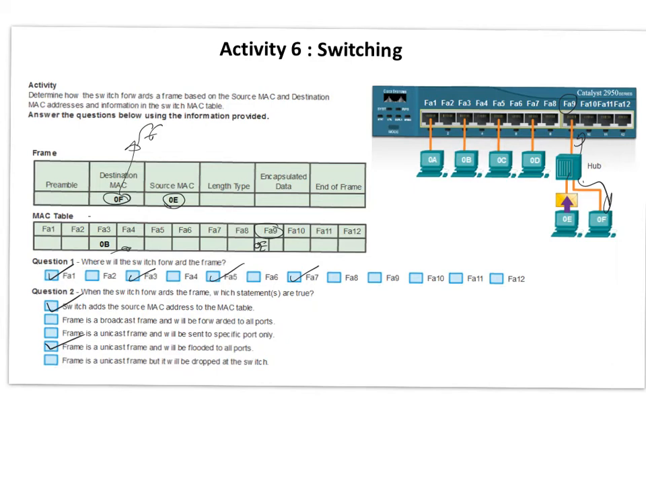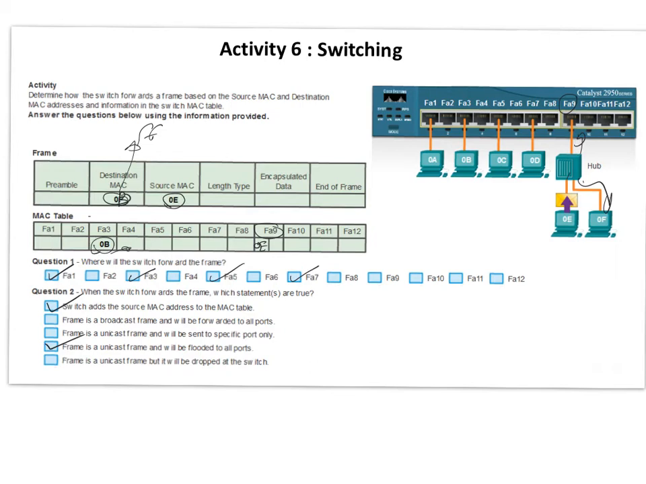If I already have the destination in the MAC table, then I will send to a specific port, only on that port. Let's just assume that the destination address was 0B. If the destination address is 0B, do I have to flood? Unicast. It's a unicast to a specific port because the port already exists. So I'll send it only to FA3.